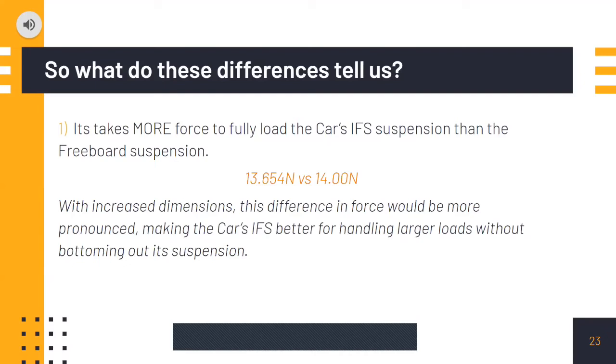However, with increased size and mass, this difference between the two would be much greater. Essentially, this means that the car's IFS could be better for handling larger loads without bottoming out that suspension. And that's why we see cars use a design similar to this as opposed to with the wheel rotating. This also has other advantages, of course, and we'll go over some of those now.